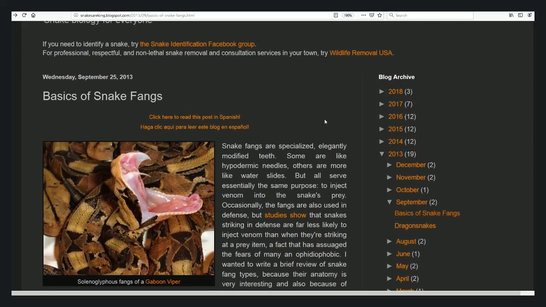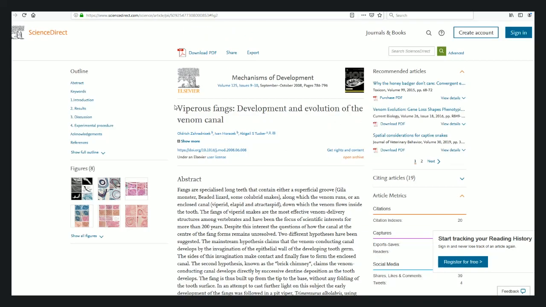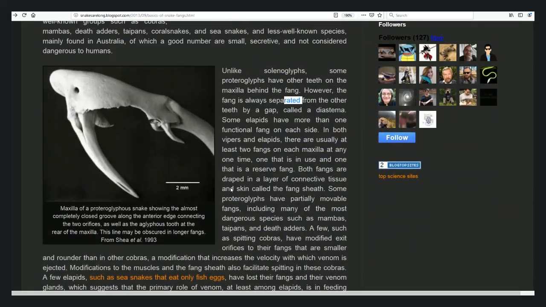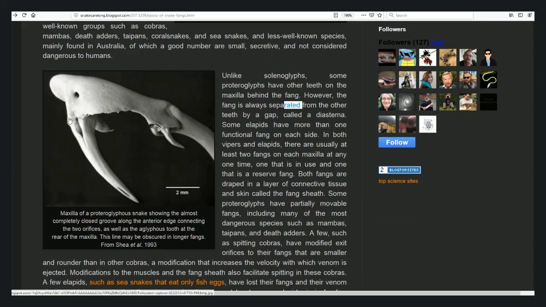So if you want to look at the actual research that he's summarizing here, there's this paper here, Viperous Fangs: Development and Evolution of the Venom Canal. What I really want to show you here in his blog, he has really nice images of a snake fang close up. And you can see that it acts as a hypodermic needle. The venom gland empties into a hole at the front of the fang. That venom goes through the fang and out a hole in the tip. So it's a true hypodermic needle. This is a really, really cool structure. And the paper he summarizes is talking about how the heck this thing evolved.